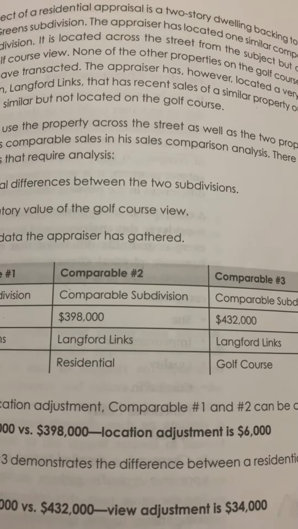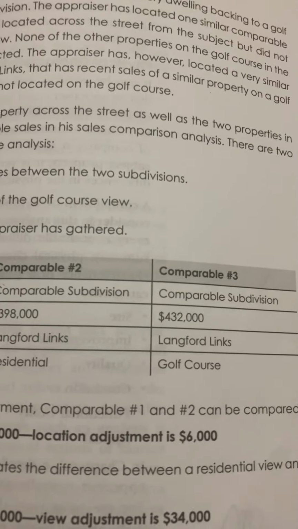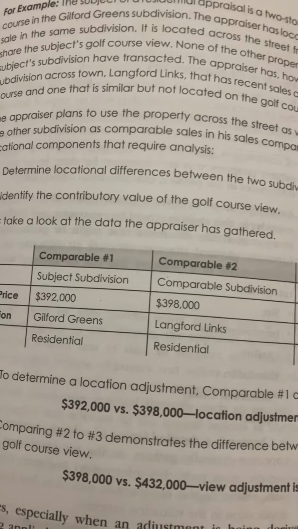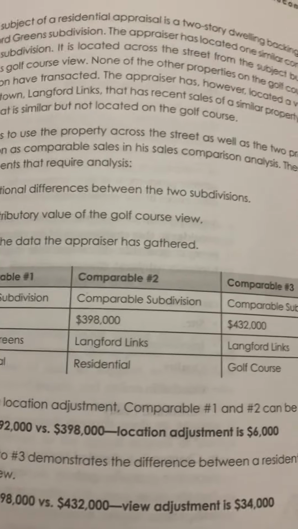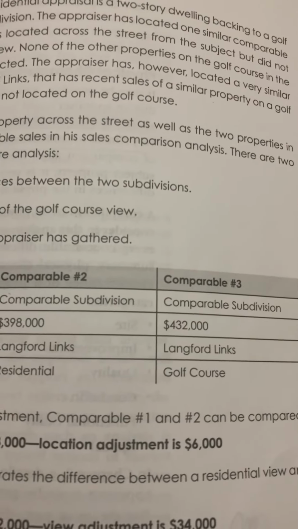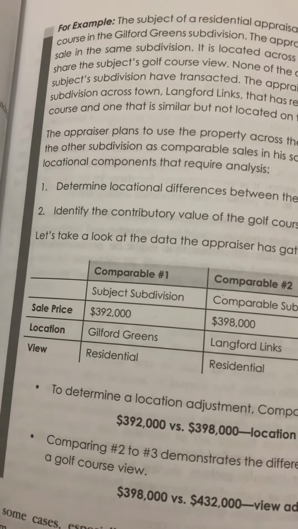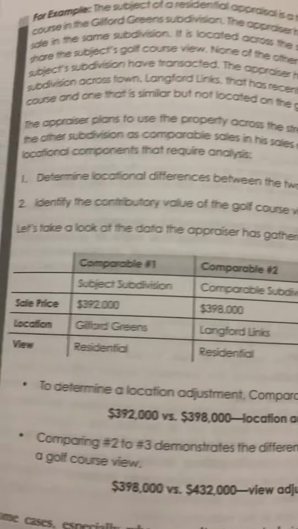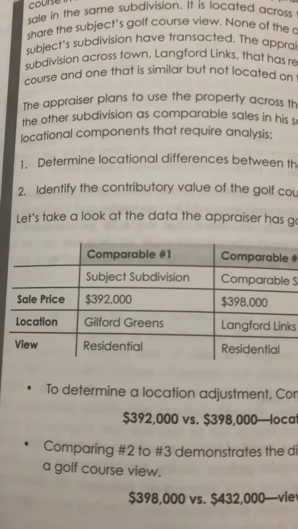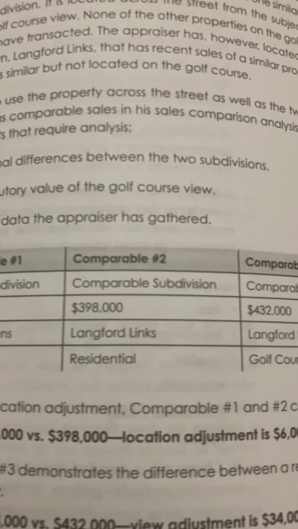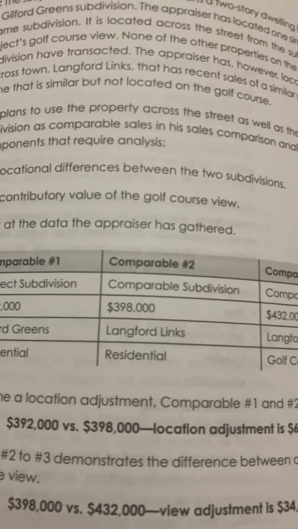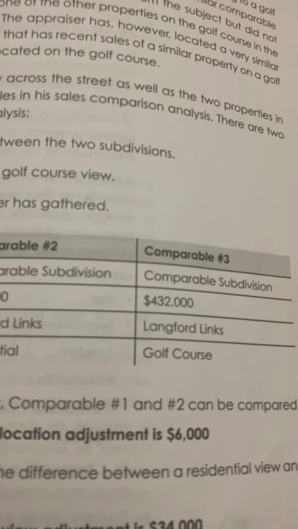The appraiser has, however, located a very similar subdivision across town, Langford Links, that has recent sales of a similar property on a golf course and one that is similar but not located on the golf course. The appraiser plans to use the property across the street as well as the two properties in the other subdivision as comparable sales in his sales comparison analysis.